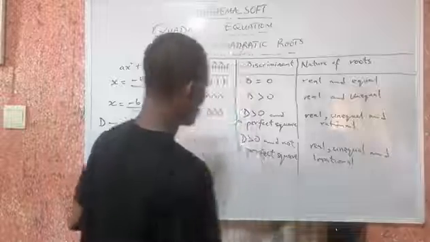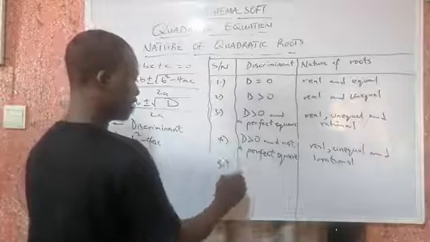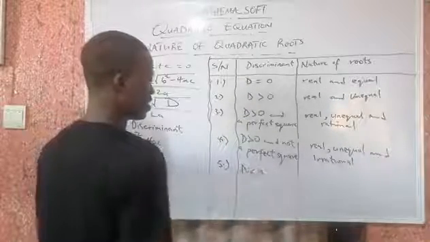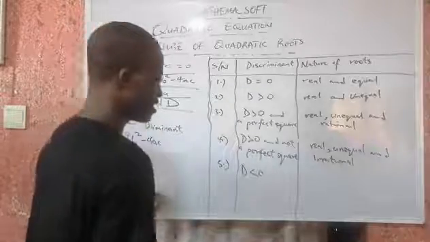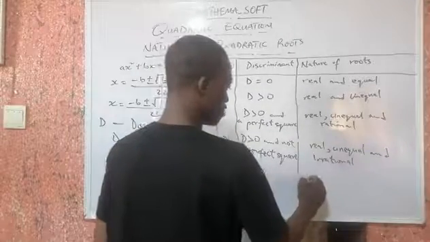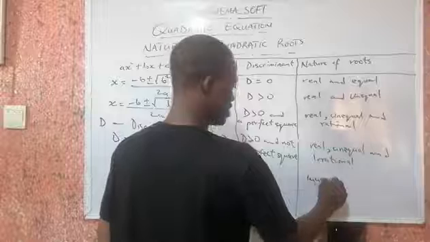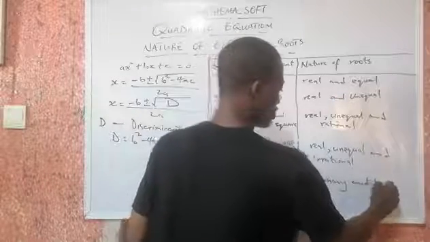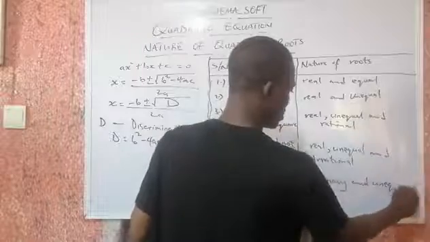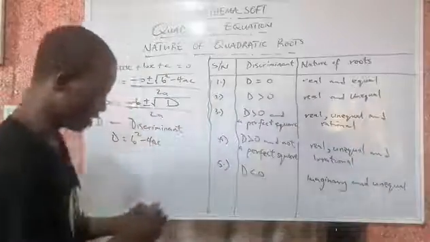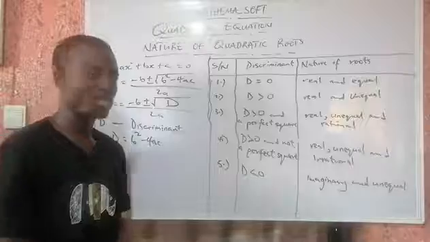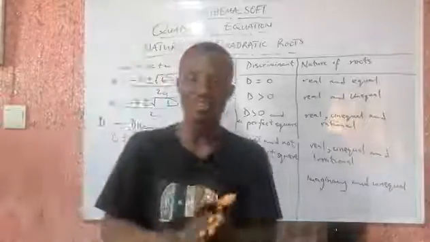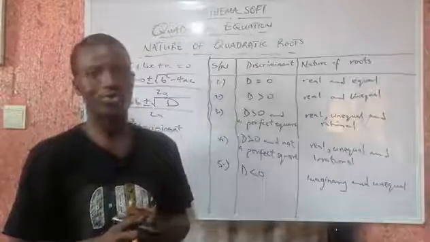Number five, we have D less than 0. When D is less than 0, we say that the roots will be imaginary and unequal. That is, they are going to exist in conjugate pairs. So this is what we have under the nature of quadratic roots.